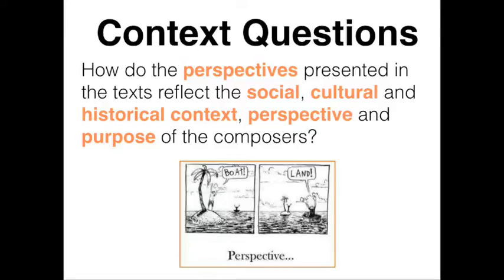Secondly, how do the perspectives presented in the text reflect the social, cultural, and historical context, perspective, and purpose of the composers? This question is particularly important if you're studying Elective 2, Intertextual Perspectives. It's vital that you understand that composers create a position of preferred understanding for the respondents through the perspectives articulated in the text. As always, the composer makes choices, and these choices result in some points of view being privileged, whilst other points of view are marginalised.